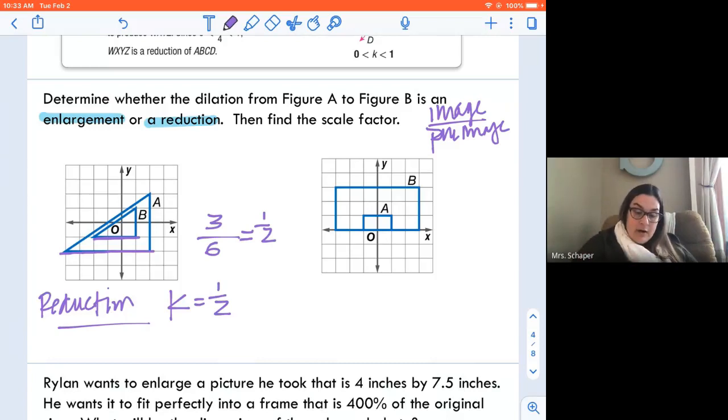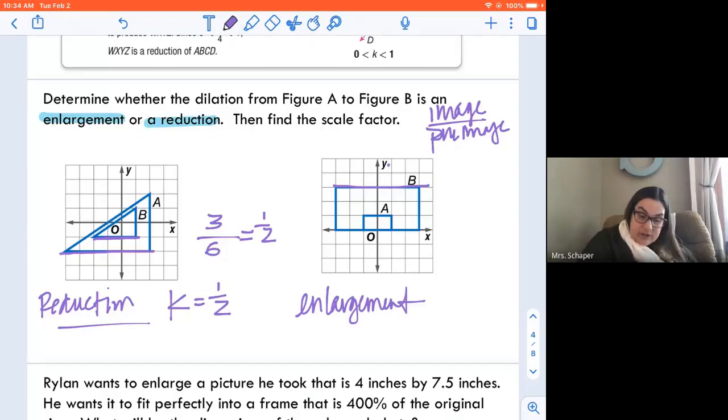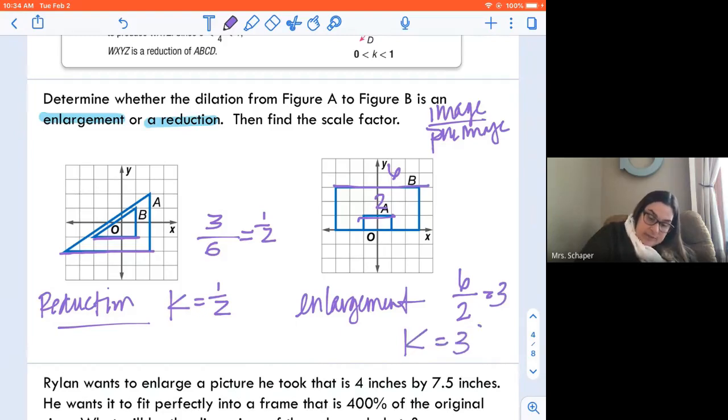Okay. All right. So looking over here, going from A to B, I see that it's an enlargement. I can visually see that it's an enlargement. Okay. And I want to go from image to pre-image. So when I look at this side length, it's 1, 2, 3, 4, it's 6 to 2. So it's going to be 6 to 2, which is 3. So my scale factor is going to be 3. So to go from the pre-image to the image, I'm going to multiply by 3.